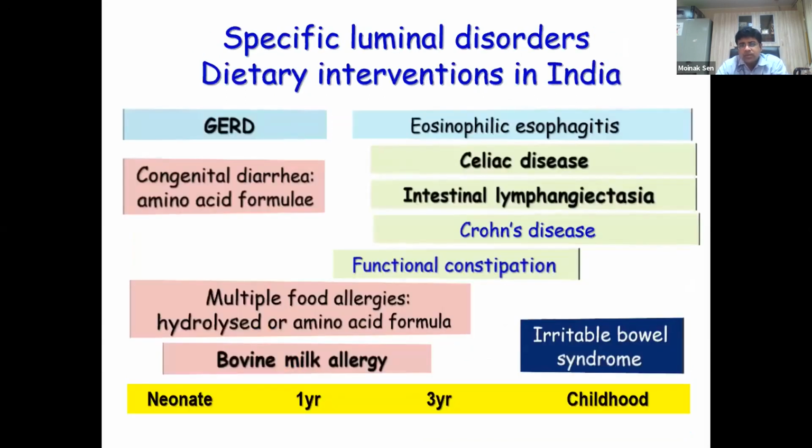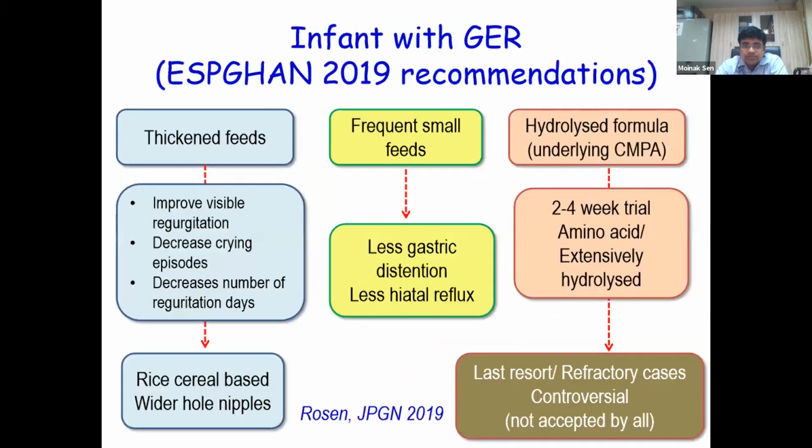Now, if you look at, once again, all the disorders of diet in India, then celiac disease presents somewhere 1 year and above, irritable bowel syndrome later in the childhood. In the younger children, you have GERD and bovine milk allergy, which is cow's milk protein allergy.